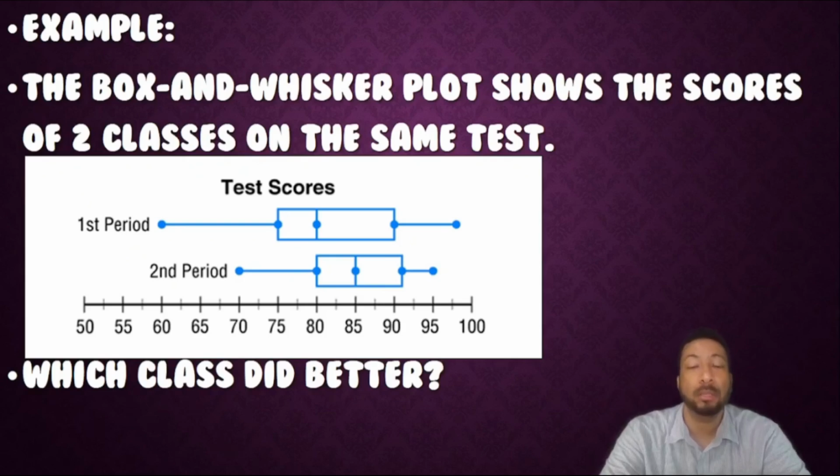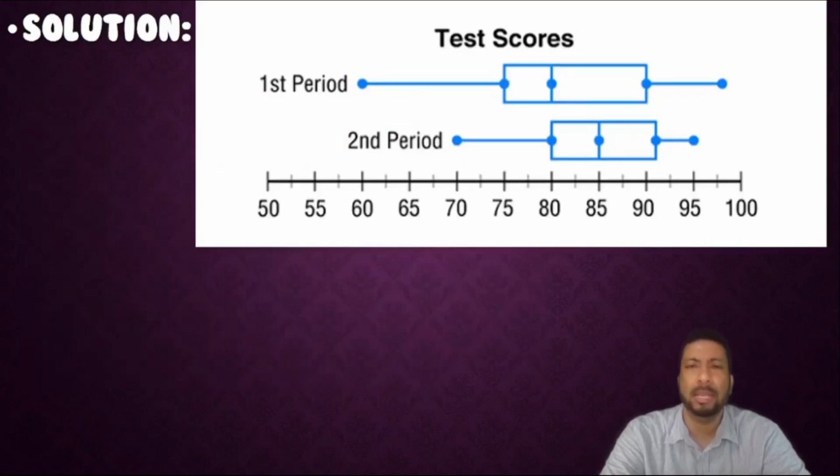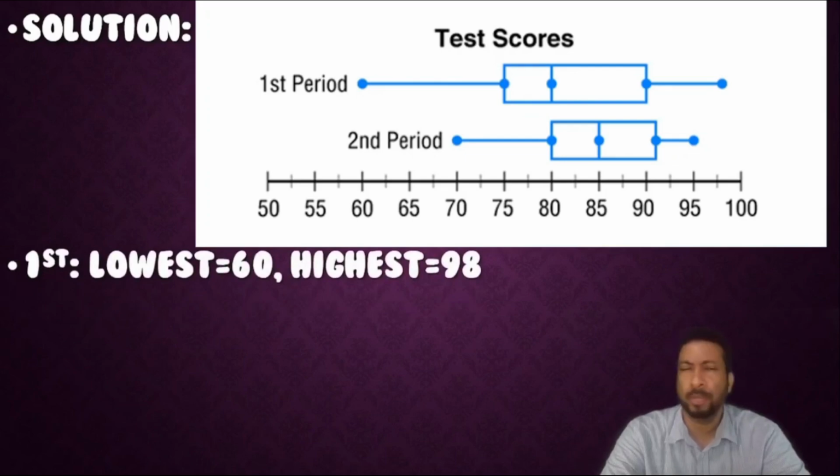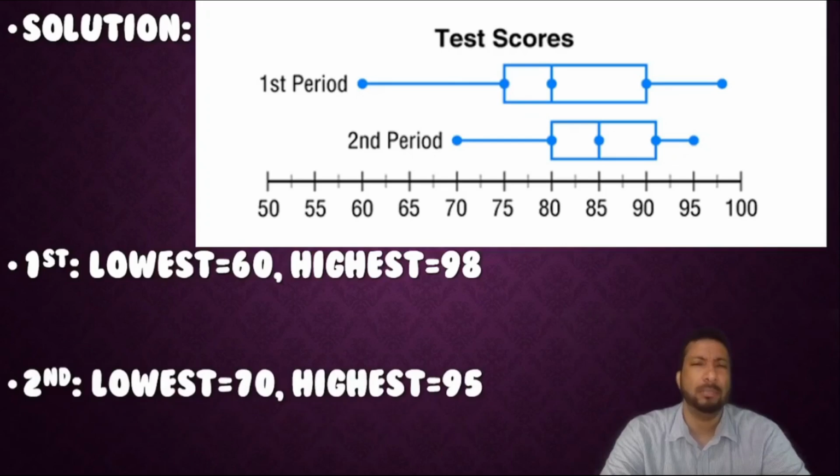The box and whisker plot shows the scores of two classes on the same test. Which class did better? If we look at it and analyze what we see here, we can see that comparatively, the first period class on this test, their lowest was 60 marks and their highest was 98 marks. The second period class, their lowest was 72 and their highest was 95. What else can we compare? Well, let's get into some percentages.